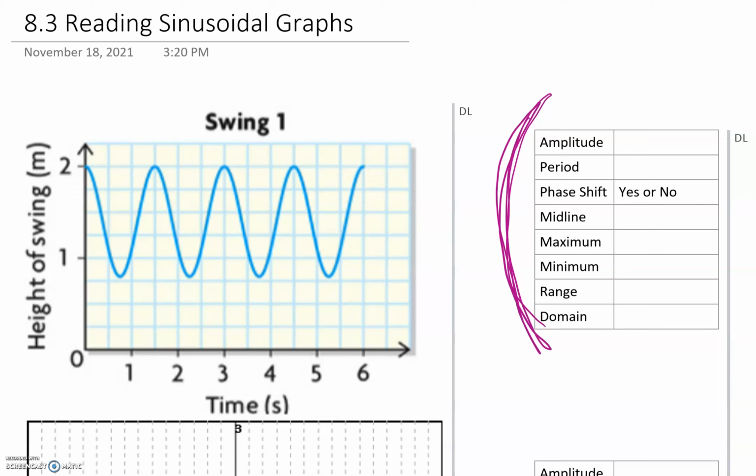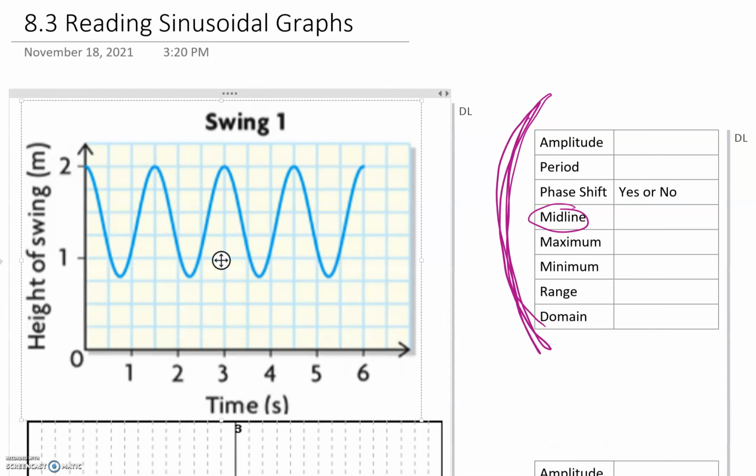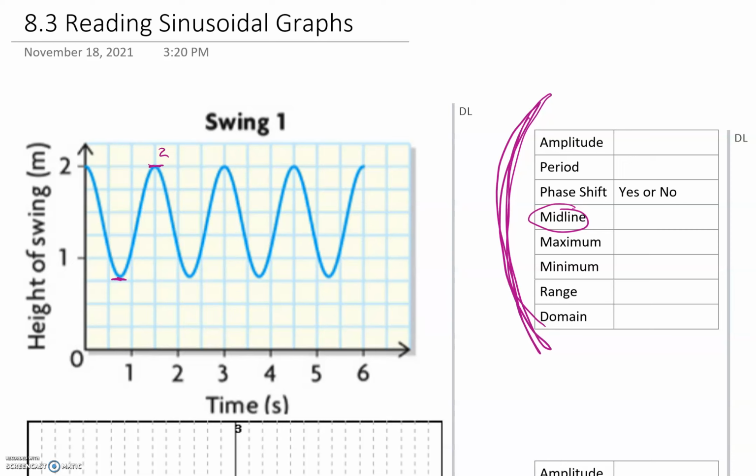So probably the first important thing to notice is what our midline is. So let's look there first. Our midline would be halfway between our maximum and our minimum points. So we can maybe just round this out and say this is exactly 2 and that this is exactly 0.75. Actually, probably let's go up to 0.8 because it's a little bit above that. So let's say this is 0.8 and 2, so halfway between that.